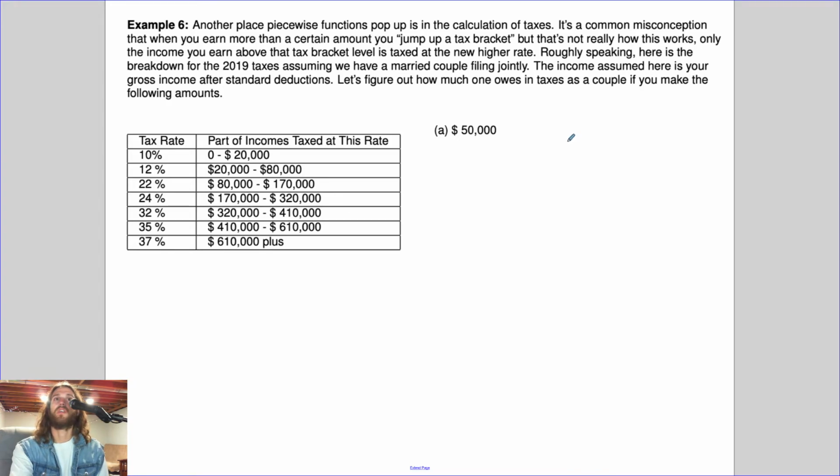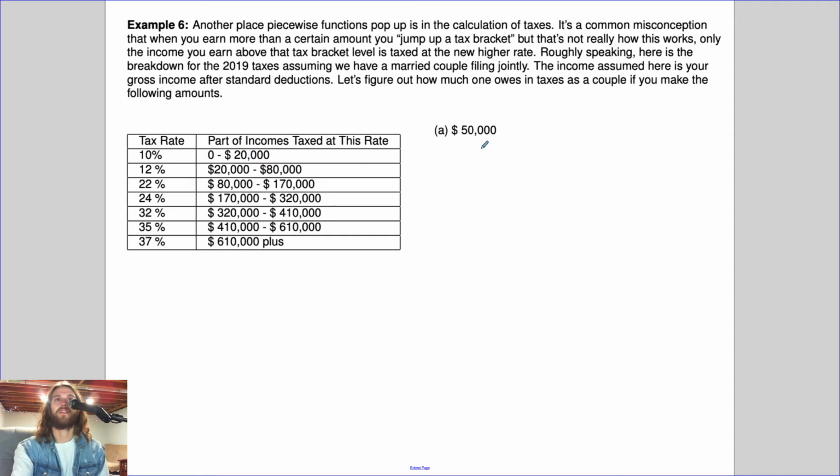You want to figure out what you're going to pay in taxes. You look at the different tax brackets and you pay this percent on each, so you always start at the bottom, right? So the first $20,000 of your income, you pay 10%. The next 20 to 80 that you make, you pay 12%. Well, let's say a couple filing jointly pays 50. Well, 50 is more than 20.